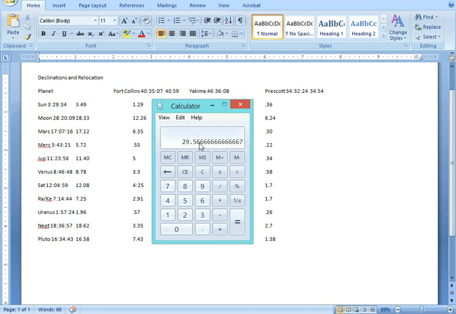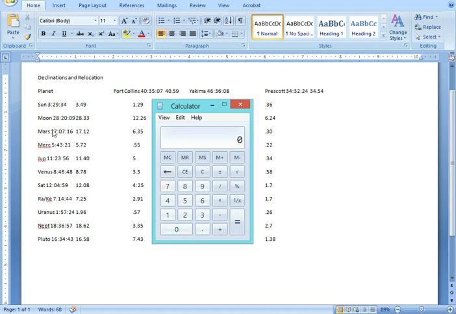Then we're going to divide that by 60 to get the decimal of degrees. The reason we divided by 60 is because there's 60 minutes in a degree. And that gives us 0.492. Therefore, 3°29'34" comes out to 3.49 degrees. So we need to go and do that, and you only have to do this once on your chart, or whatever chart you're working with, for all the planets.